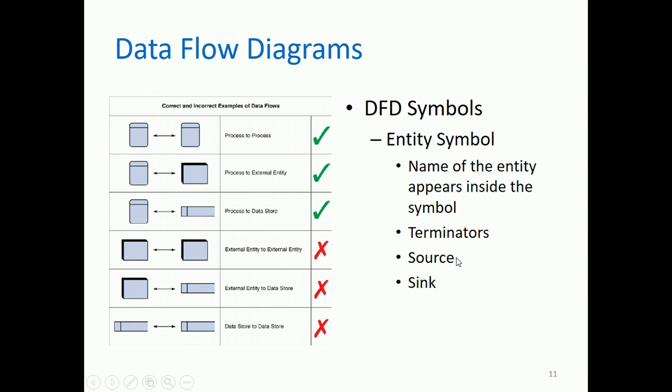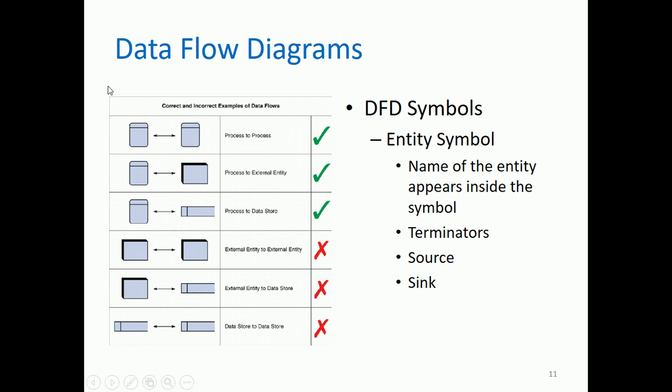The entity symbol can also be called a source, because for example, if you're the customer, if you're going to pay, to start the transaction you have to pay. So that's why you are called the source for the information. And of course, sink is you are accepting the output of the process, but not necessarily are you already the terminator. Sometimes the data or information that you accepted is the input to the next process.